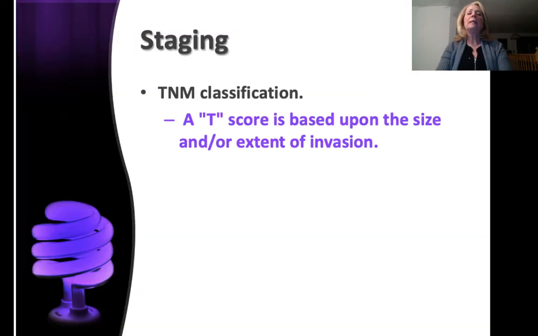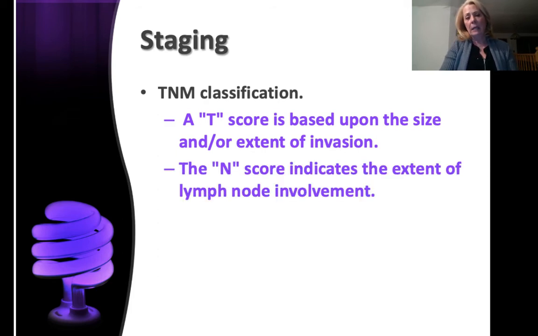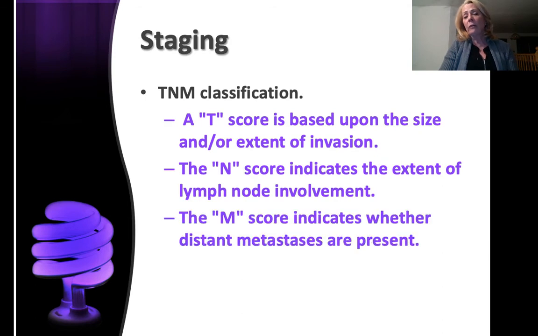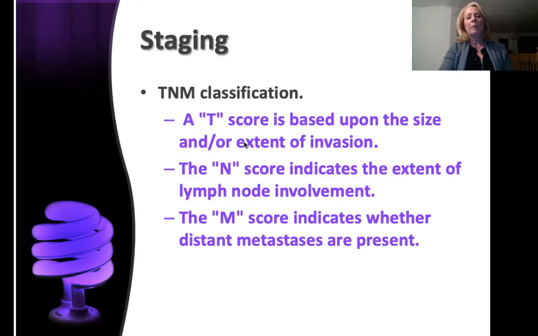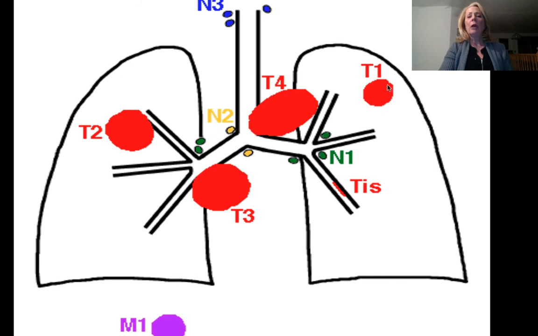So staging is TNM classification, and T tells you the extent of invasion of this metastasis. N is telling you if lymph nodes are involved, and M tells you whether it has metastasized and how far. So if we look at this picture of the lungs, you have T1, T2, T3, T4, and this is a 1 because there's not a lot of invasion, whereas T4, much more invasion compared to 2 and 3.